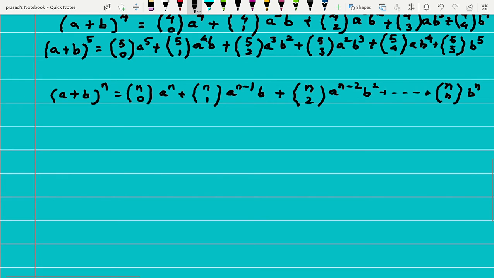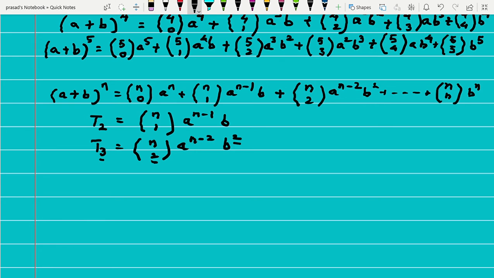Now here we can see one thing. Suppose I take the second term t2. The second term is nc1 a to power n minus 1 b. The third term is nc2 a to power n minus 2 b square. So we can see here one thing. When this is the third term, this is nc2. Here 2 will come. When this is 2, b's power will be 2. Total power is n, so a's power will be remaining, n minus 2.